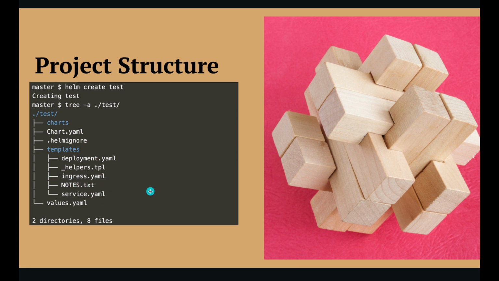Inside templates, there is something called NOTES.txt. In this file, you put everything that you want to show after a chart has been installed. For example, inside the NOTES.txt, if I put something like, hey, this chart is installed, then once the chart has been installed using Helm install, the terminal will show this output that the chart has been installed. In the helper file, there are a few functions which would be helpful in creating the template file. We'll look into it after having a look into values.